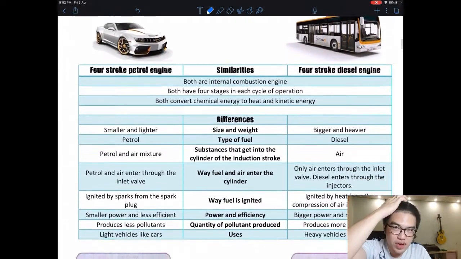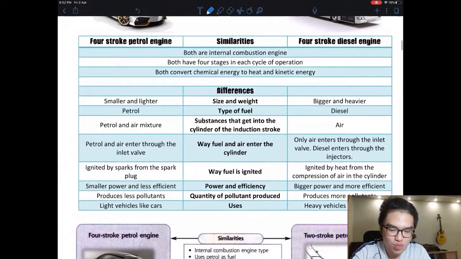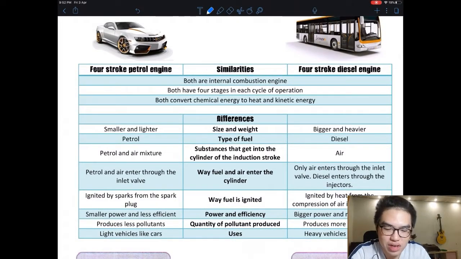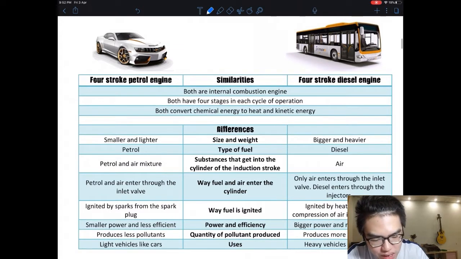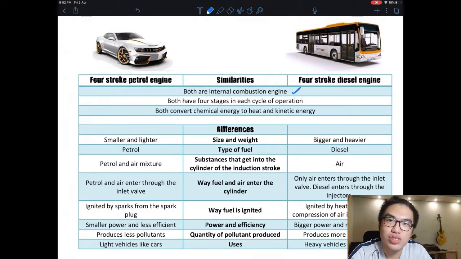So this is a very common question: what's the similarity between four-stroke diesel and petrol? The similarity is, number one, they are all ICE, internal combustion engines. They have four stages, or four strokes.